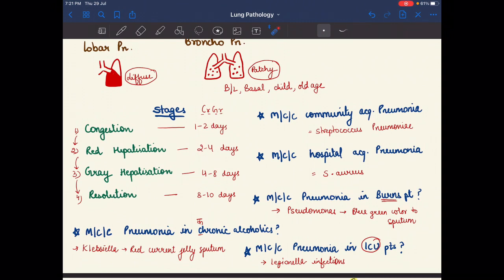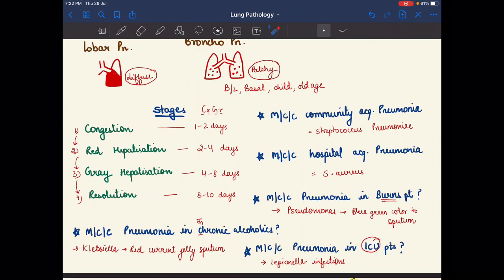We can also see it as a table of two: 1 to 2 days, then 2 to 4, 4 to 8, and then 8 to 10 days. We can remember it like CRGR: congestion, then red hepatization, gray hepatization, and then resolution after 8 to 10 days.